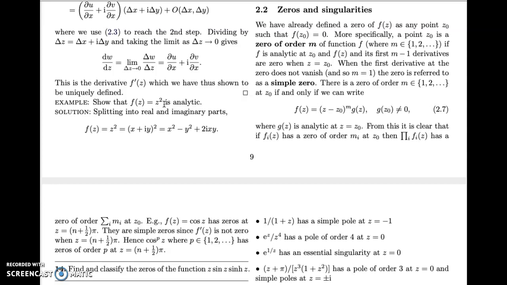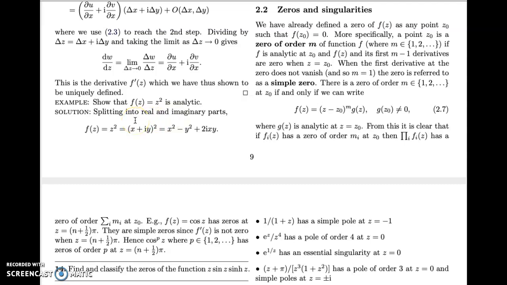if and only if the derivative exists, for every point and a neighborhood surrounding that point. A proper way to show it's analytic, if we don't know anything else, is to actually show that it obeys the Cauchy-Riemann conditions.